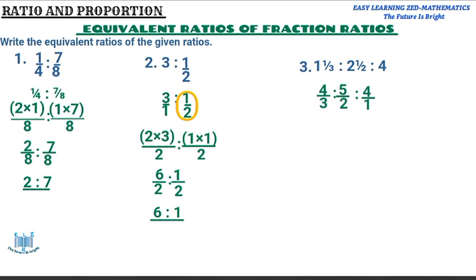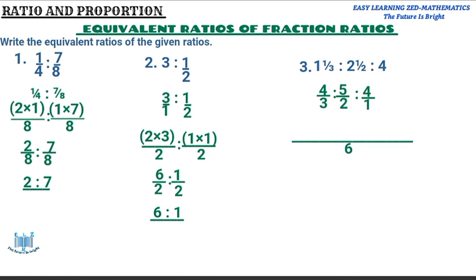Once we've done that, the next thing we're going to do is find the common denominator of these 3 fractions by finding the lowest common multiple of 3, 2, and 1. The lowest common multiple of 3, 2, and 1 is 6. Then we put the line there.